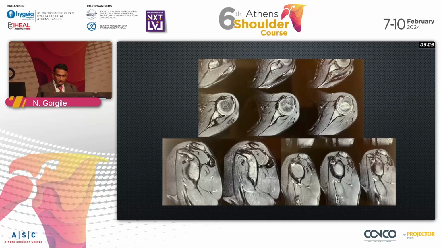And this is his MRI scan. The MRI scan was almost normal with a mild retroversion of the glenoid, and the labrum was completely intact. There was no other significant pathology.